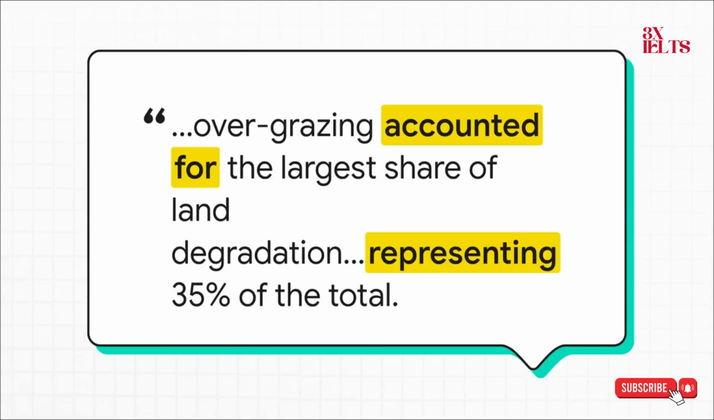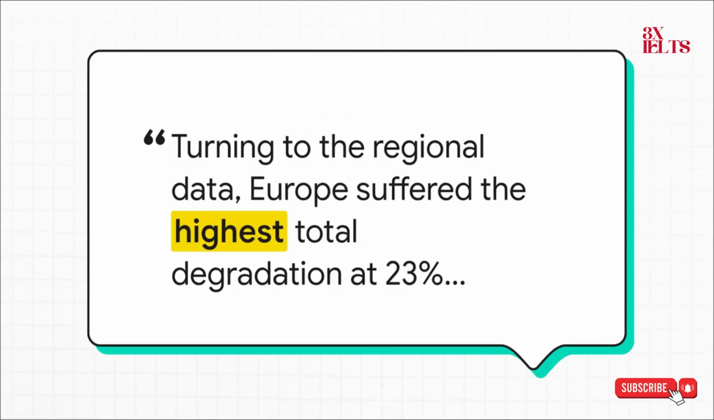Moving on to body paragraph 1. It starts exactly where it should, with the biggest slice of the pie, overgrazing. And check out that high-level vocabulary in action. Accounted for, representing. This is exactly the kind of language that makes an examiner smile. For the second body paragraph, notice that smooth transition, turning to the regional data. So clean. It zooms right in on Europe, the main character in the table's story, and then immediately backs it up with the key figures. It's logical, clear, and easy to follow.